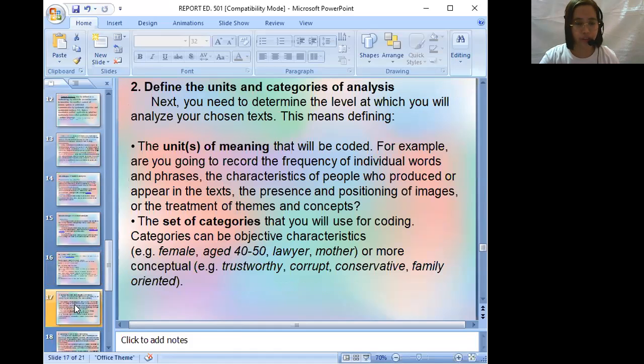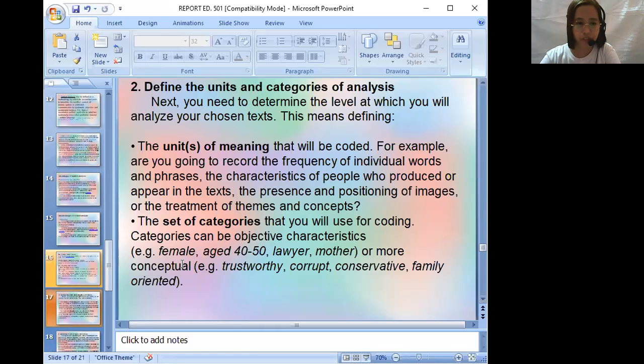Okay, next one. Number 2, you have to define the units and categories of analysis. Next, you need to determine the level at which you will analyze your chosen text. This means defining the units of meaning that will be coded. For example, are you going to record the frequency of individual words and phrases, the characteristics of people who produced or appear in the text, the presence and positioning of images, or the treatment of themes and concepts?